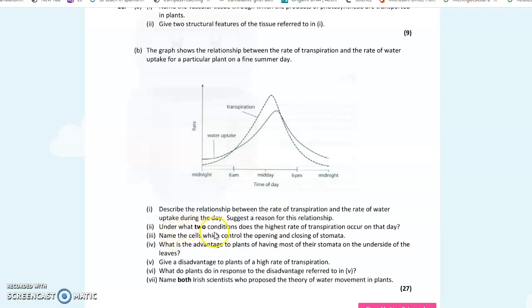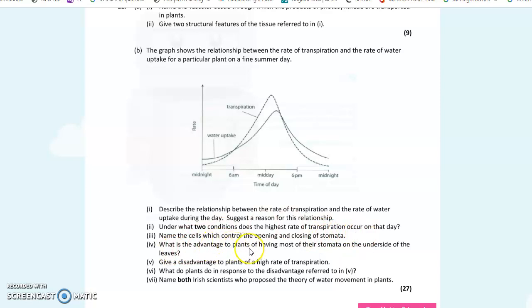Under what two conditions does the highest rate of transpiration occur on that day? Now, two conditions. So the highest rate is up here. Okay, so there's something going on in the middle of a nice summer's day. What would that be? Name the cells which control the opening and closing of the stoma. They're the bouncers. What is their proper name?